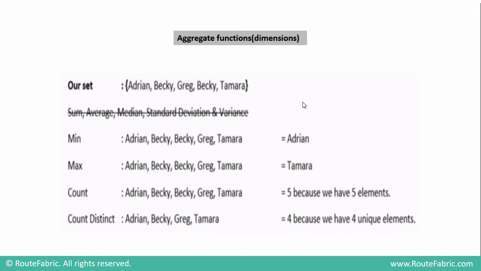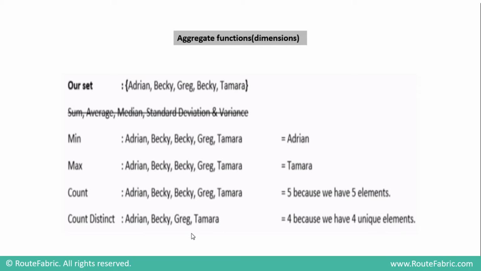Here I've taken our customer name, a small set. So let's see how these functions work. Here it's arranged in orderly manner from A to Z. So the minimum would be Adrian, maximum would be Tamara, count would be number of names, which is 5, and distinct count would be the number of unique names. Since Becky is repeating twice here, we are getting 4.